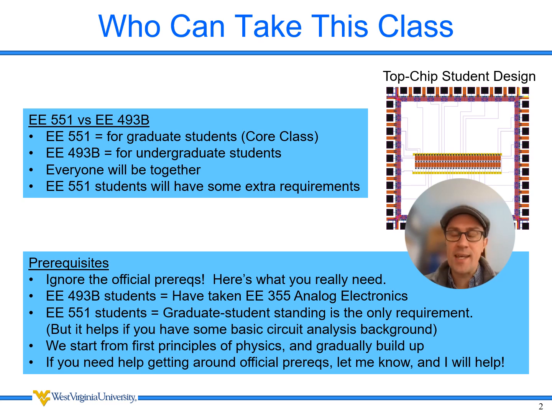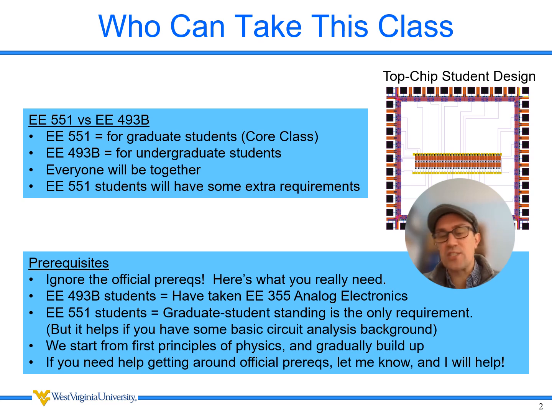We'll all meet together, we'll all work together. If you're an undergraduate student, you should sign up for EE 493B, and if you're a graduate student, you should sign up for EE 551. You'll have a few extra requirements because it's a graduate level course, but nothing too terribly difficult.